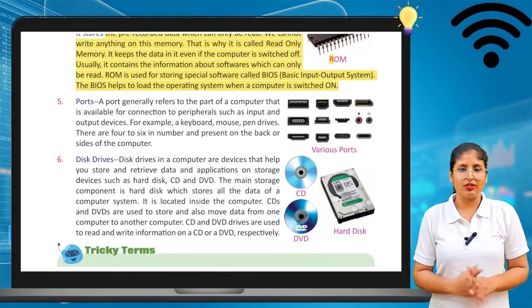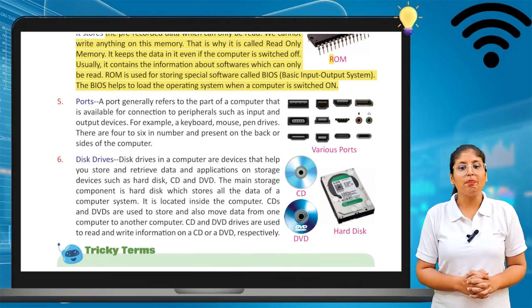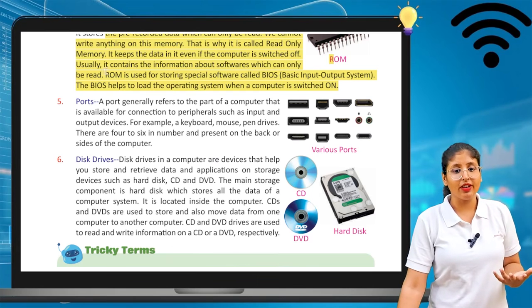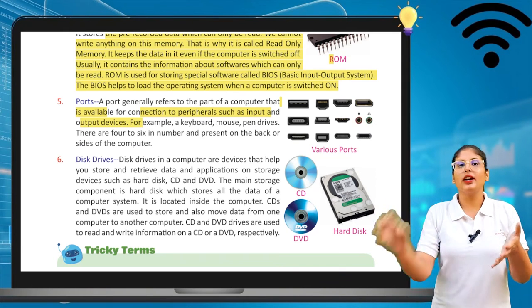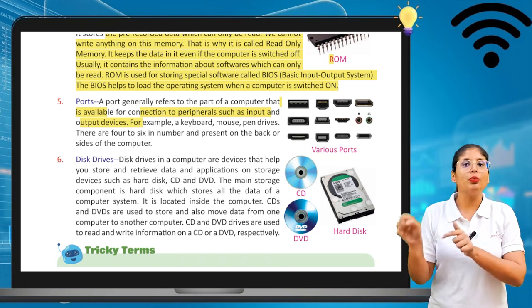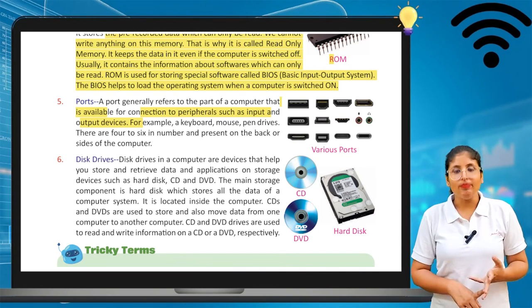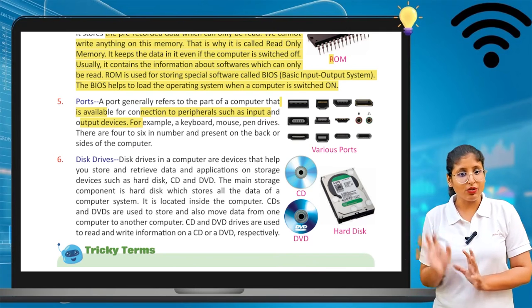What are ports? A port generally refers to the part of a computer that is available for connection to peripherals, such as input and output devices. In the computer system, different ports are there to connect your input or output devices, like a printer, a mouse, or a CPU. You have to connect them with some ports in the computer system. So these are the ports.